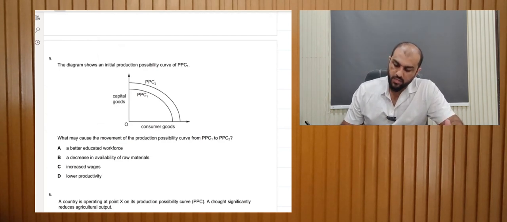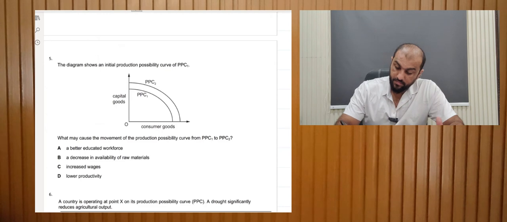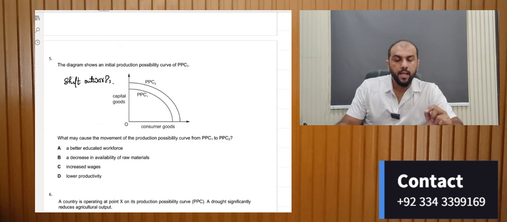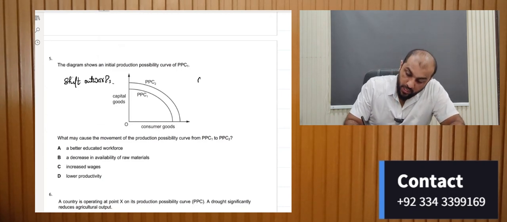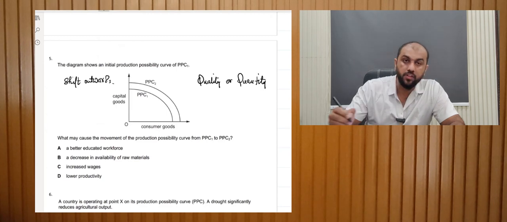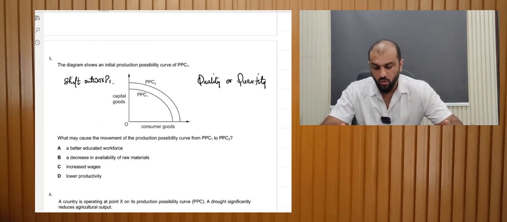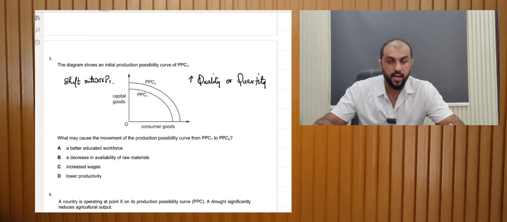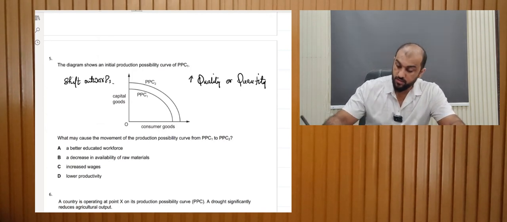The diagram shows an initial production possibility curve, and it's shifting from PPC1 to PPC2, which means that this is a shift outwards. Now, a PPC would shift due to a change in the quality or quantity of resources. Now the PPC is shifting outwards, which means the quality or quantity has increased. Now let's look at the options.